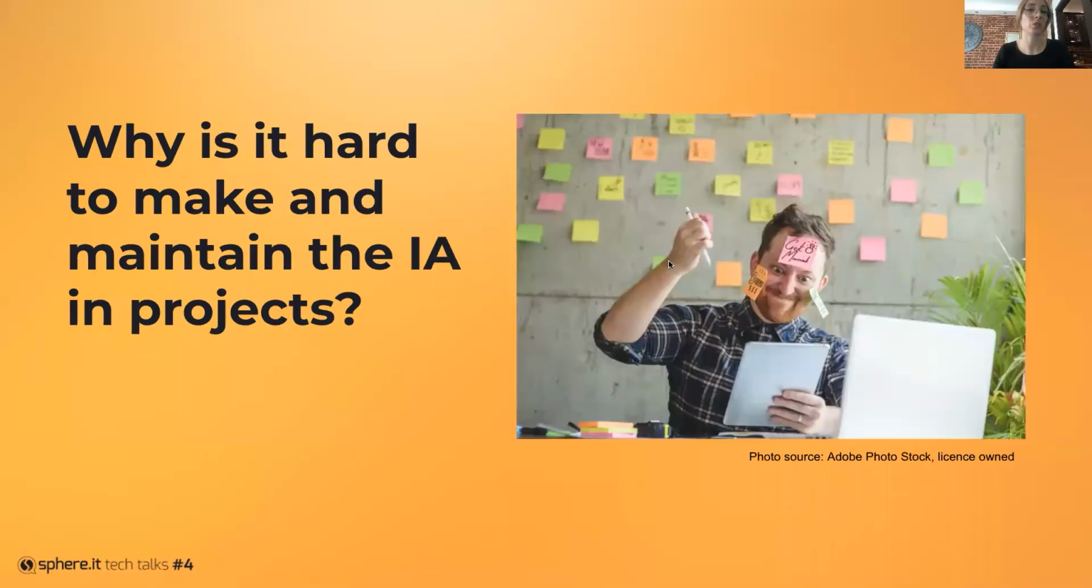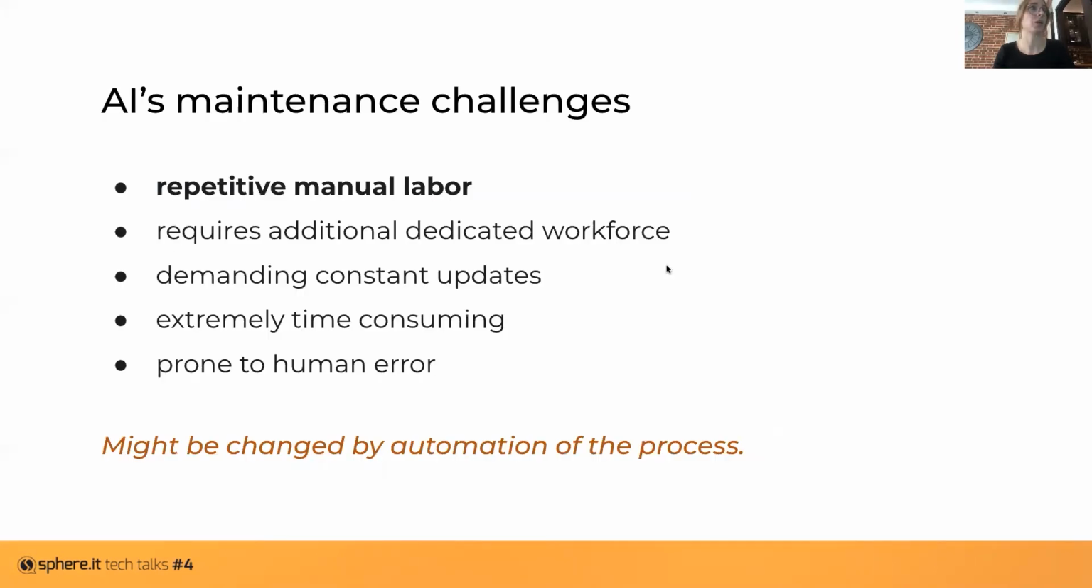But the question is why nobody is very eager to actually do it if it's so helpful? Why nobody is very eager to adapt the IA into their team workflows? Well, at this time, it is quite challenging. It is challenging because IA is hard to build and to maintain. At this time, it is generally repetitive manual labor.